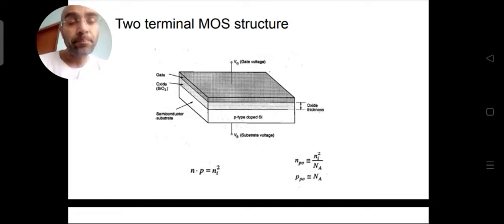Similarly, if it is an n-type material, then the equations will be for nn. So you will use nd in the denominator, ni squared upon nd, which gives the number of electrons present. So this is what the two terminal structure gives, and you can easily know how many charge carriers will be present from this equation. So the first aim is to find the number of charge carriers, that is, the density of the electrons, so that we know.